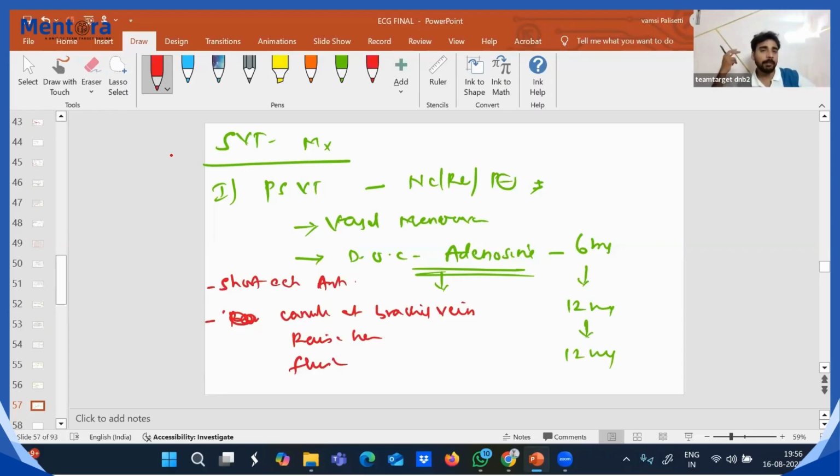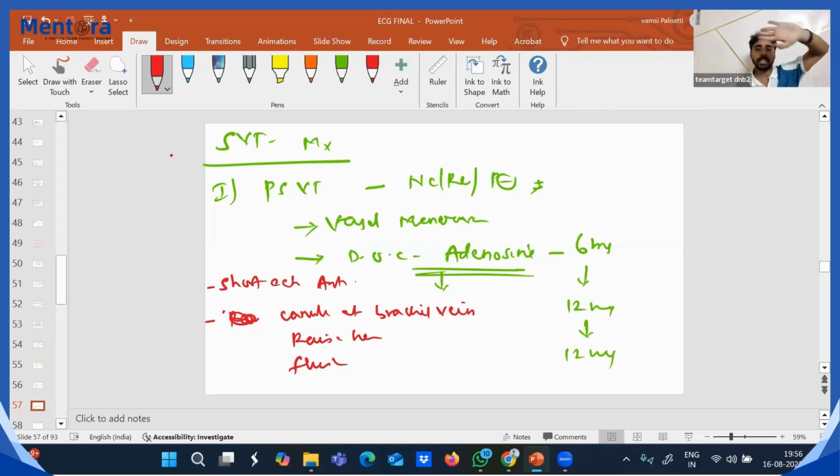You cannot give it via central line, because it will go immediately to the heart, and it may cause dangerous hyperkalemia also. Dangerous potassium disorders are there, so that's why it is usually put in the brachial vein. You won't give it in the jugular vein also. So put it in the brachial vein, then immediately push the flush, then raise the hand. That is the technique of giving adenosine.